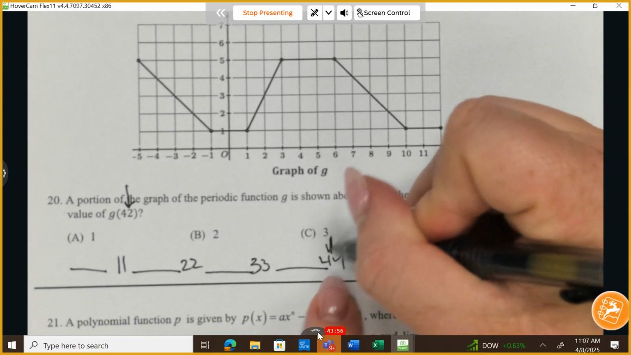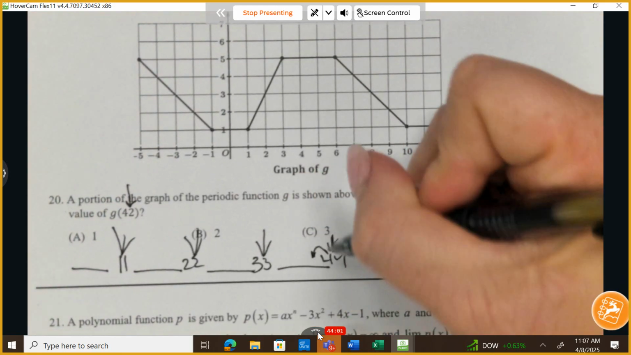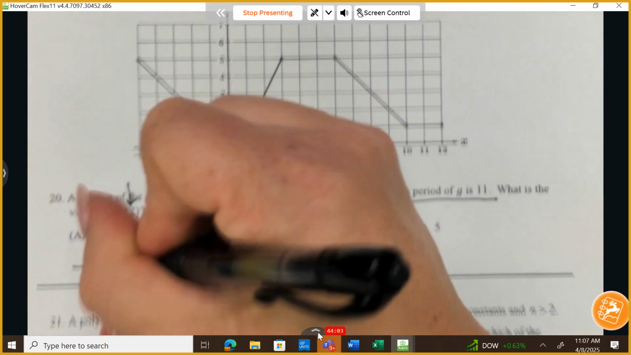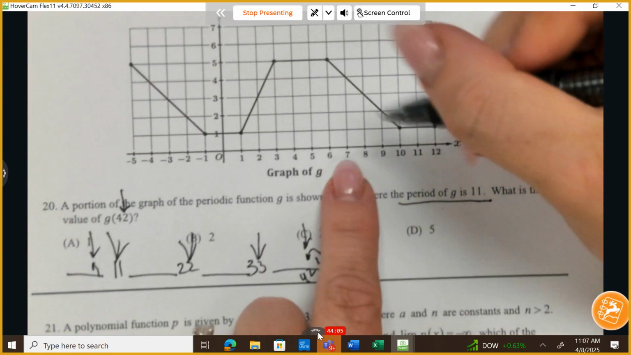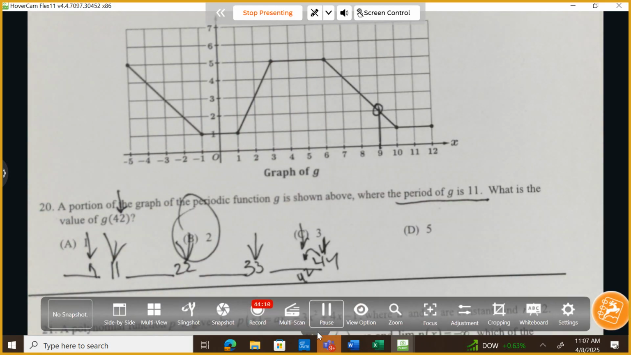So I know that this will have the same output, the same output, and the same output. So if I have to backtrack too, then backtracking to 42 is the same as backtracking to 9. So I find 9, what's output? The output is 2, correct answer is B.